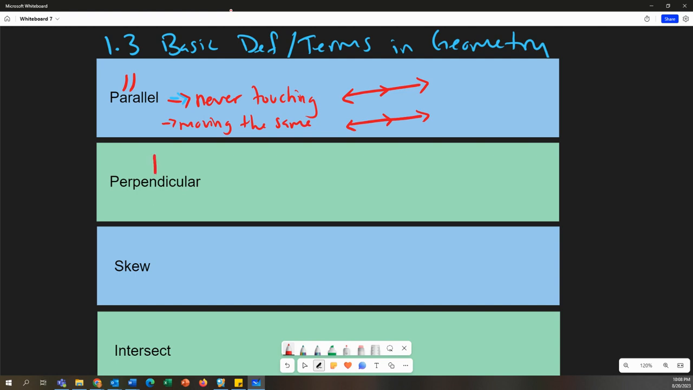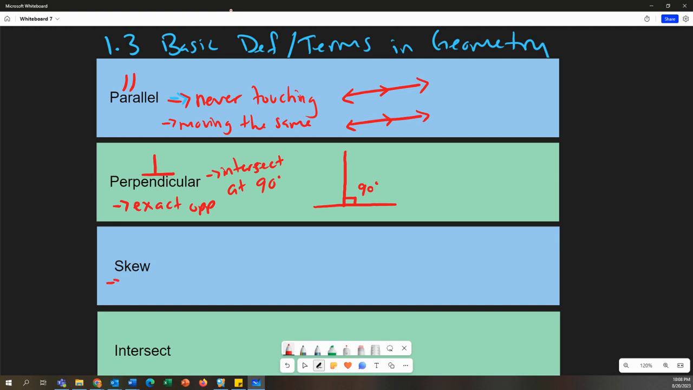Perpendicular, you're going to see an upside down T as your symbol. Perpendicular means they are exact opposite directions. Okay, that means they intersect at 90 degrees. So if you have two lines that intersect at 90 degrees, these are perpendicular. See how they kind of make a T? You can also have two planes, but I'm not going to try to draw that.